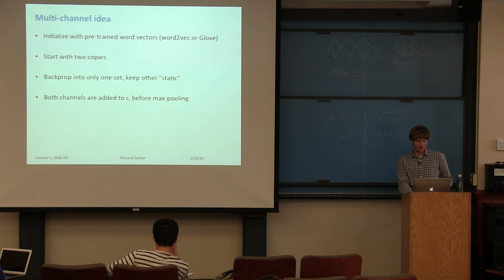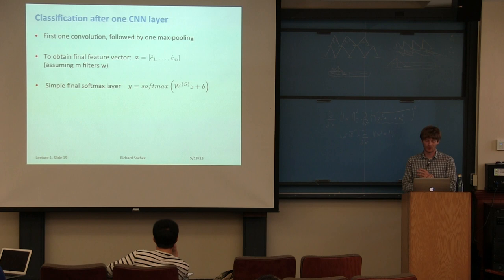Cool. All right. So that was our first convolution followed by one max pooling layer. That gave us the final vector of a bunch of C1s to CMs, assuming we have M filters. And again, those filters could have various different window lengths. The first set of 100 filters goes over bigrams, the next set of 100 filters goes over trigrams, and so on. Once we have our final feature vector Z, we just apply a softmax layer that we already know, and we can get our final output.